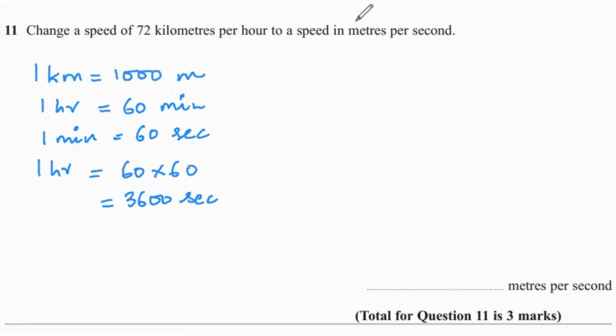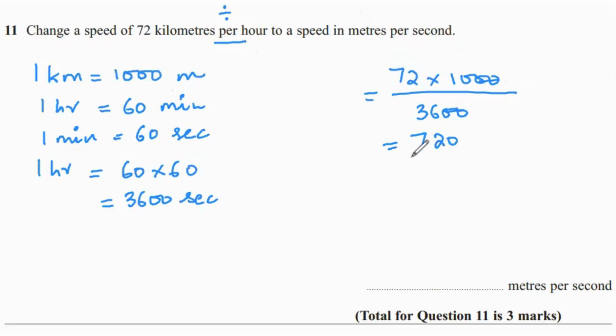So we're going from kilometers to meters, which means you times it by 1,000. And since it's kilometers per hour, per means division. So we divide by 1 hour converted into seconds, so that's 3,600 seconds. Cancel the zeros out. That's 720 divided by 36, and that gives us 20 meters per second. So that's how you convert the speed from kilometers per hour to meters per second.